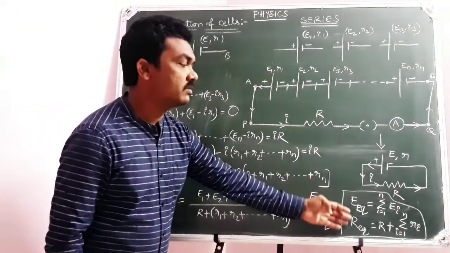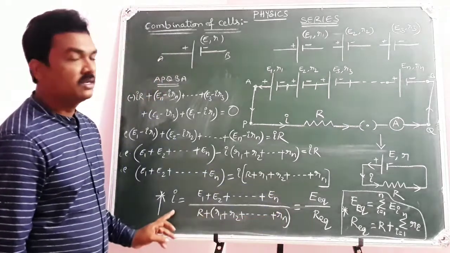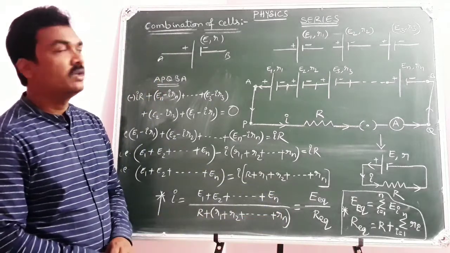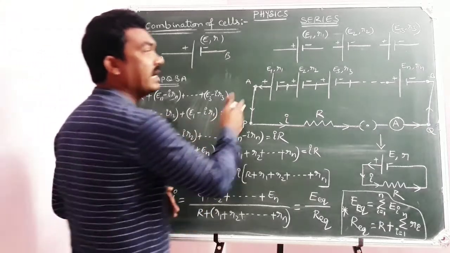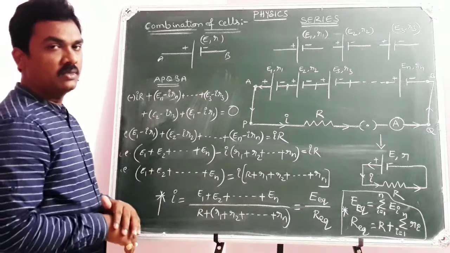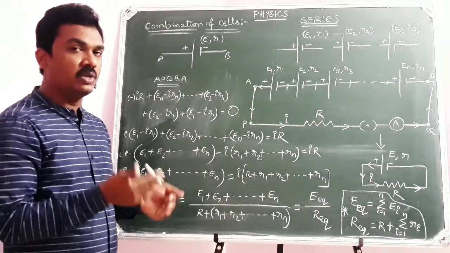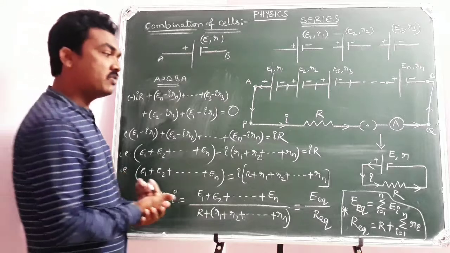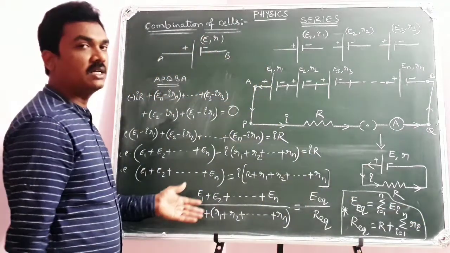In this way, dividing the total equivalent EMF by the equivalent resistance, you will get the total circuit current. Now in this particular situation, suppose all are identical cells, each of EMF E, then the equivalent EMF will be N into E. The equivalent resistance will be R plus NR, because there are N cells.